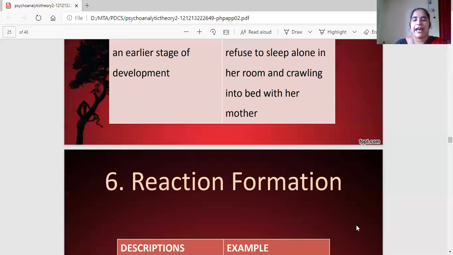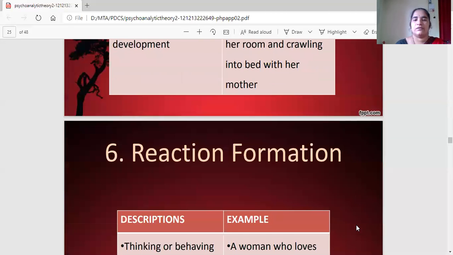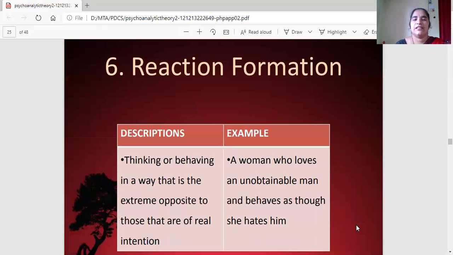The next is reaction formation. Reaction formation is behaving in a totally extreme or opposite manner. And that behavior itself tells you that that is a different thing. Say, for example, as you all are teenagers, you all are adults.